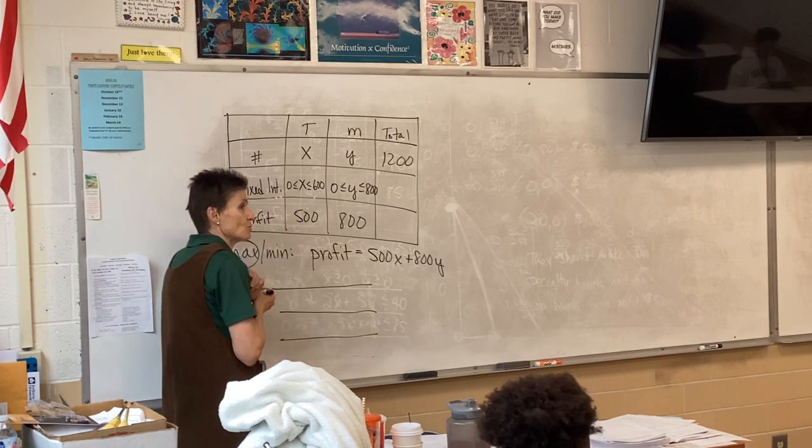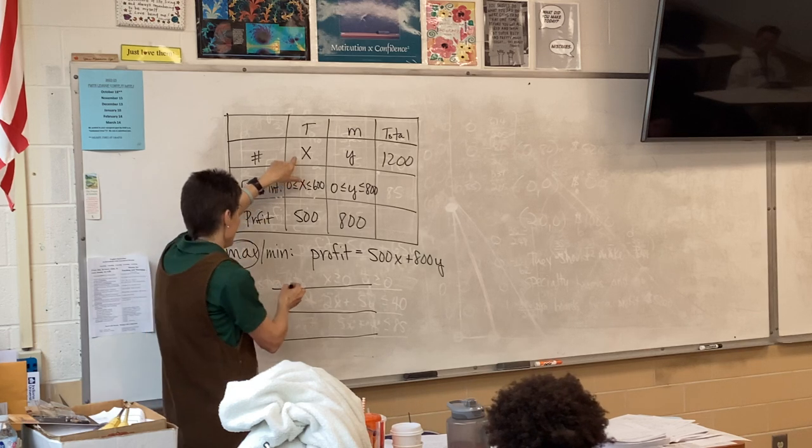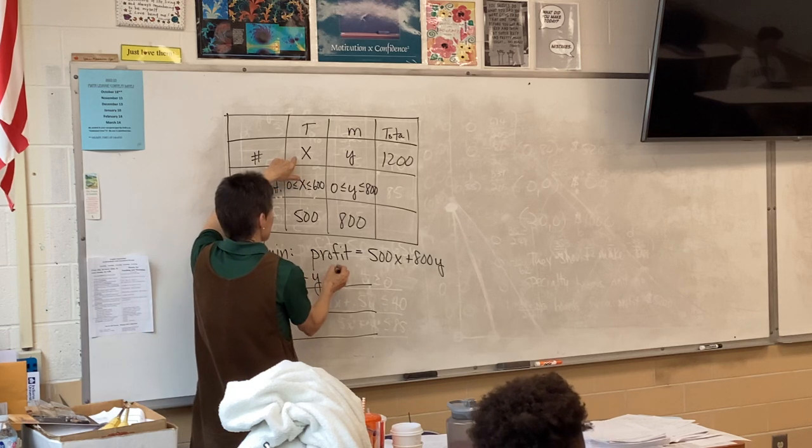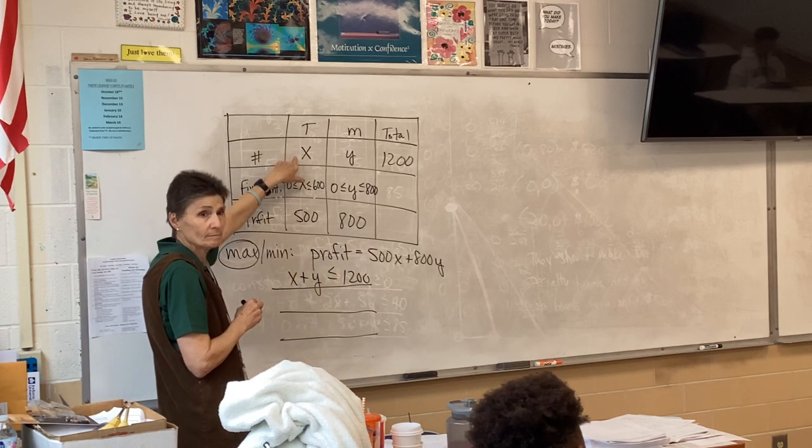Now, what are my constraints? X plus Y equals 1200. X plus Y has to be less than or equal to 1200. They can't make more than 1200.